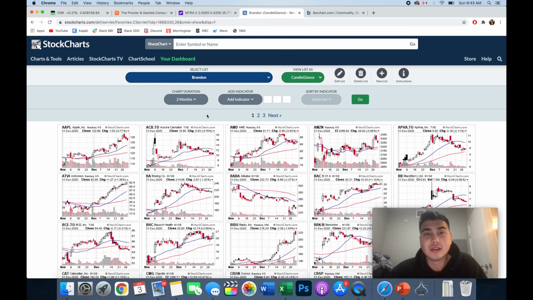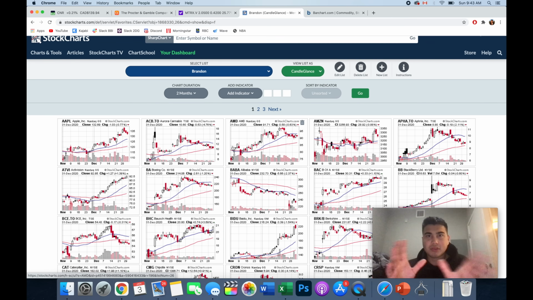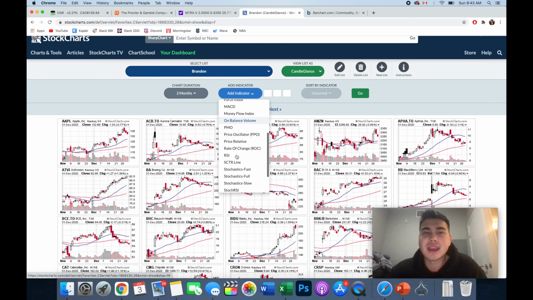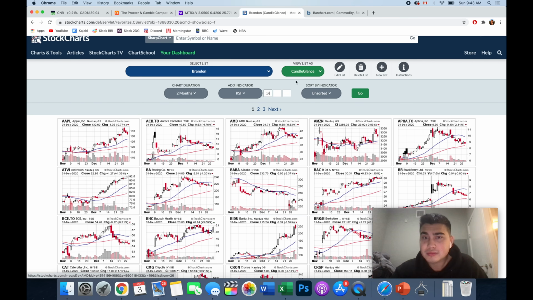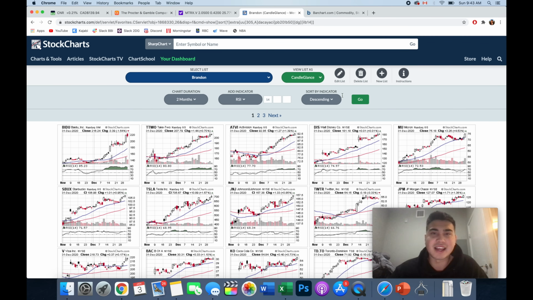So candle glance is a good way to look at it, and this compiles up all of your stocks in a glance form. This can be a great idea. For example, if I'm thinking, oh my God, on my watch list, which stock do I want to buy at the moment? Which one may be showing some value? Well, let's take a look at this. I'm going to add an indicator, for example, the RSI, and I'm going to sort by descending. Or maybe I should do ascending, actually. So I'm going to sort by ascending.